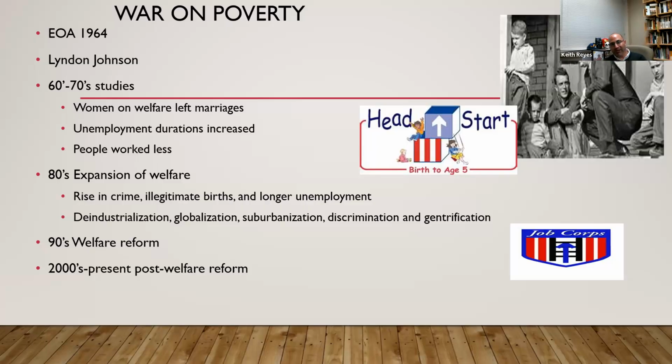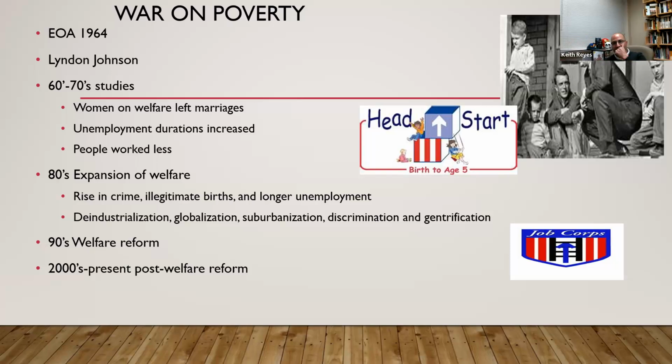During the 80s, when we expanded welfare, we did see a rise in crime. We had longer stints of unemployment for people. We had an increase of births out of wedlock, out of marriage, single parent family household structures also. And then you also had these broader social factors at work. You had deindustrialization, you had globalization, you had the suburbanization of the modern society in which we live. You still had dynamics of discrimination and then processes of gentrification that are continually presenting themselves in our time as well.